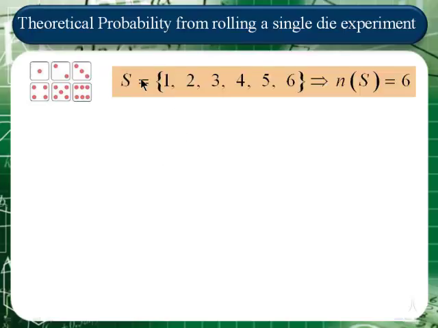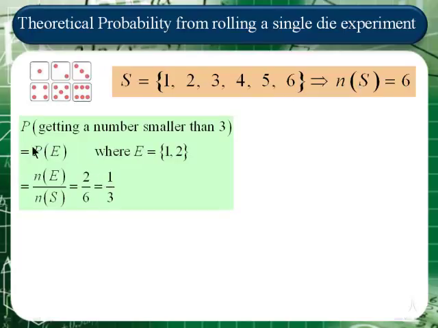Let us consider the theoretical probability that we can obtain from rolling a single die in an experiment. Here are the 6 possible outcomes in such an experiment. So the sample space consists of the set containing the 6 outcomes, and therefore the cardinal number of S is 6. We can now identify various events.